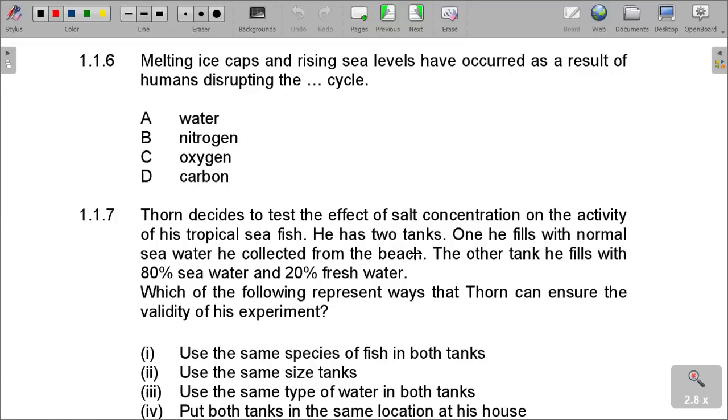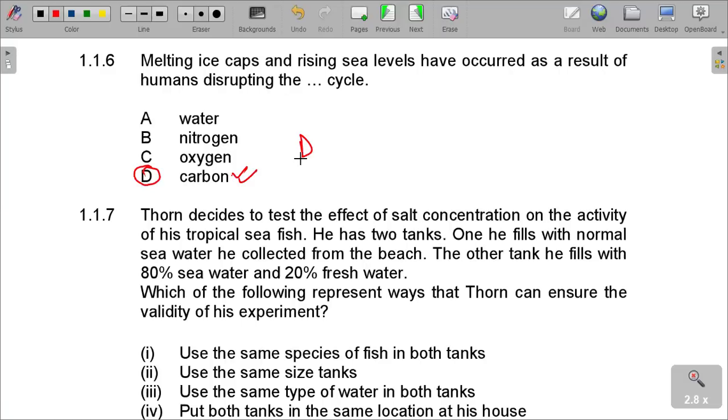Number 6. Is it A, the water cycle? B, the nitrogen cycle. C, the oxygen cycle. D, the carbon cycle. You should understand that this is a condition that is enabling the increase in global temperatures. So the answer is the carbon cycle, which is letter D. Letter D is the correct answer. It is the one that is disrupted by human activities.